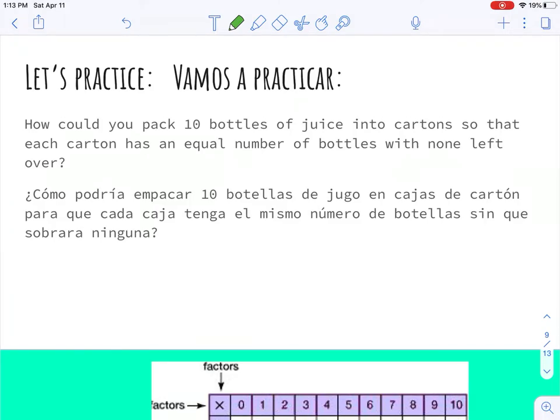So after I read the story problem, I know that I have 10 bottles and I want to put them into cartons. And I can't have any leftovers and they need to be equal. This is just like the one we did with 16, but now we're using the number 10. So basically, I want to find the factors of 10. So what are the factors of 10?